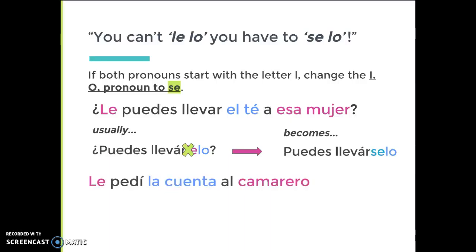If we have le pedí la cuenta al camarero, I asked the waiter for the check, we would usually have le la pedí. But again, we replace le with se and we end up with se la pedí. I asked him for it.